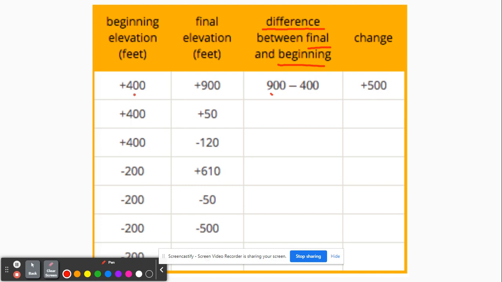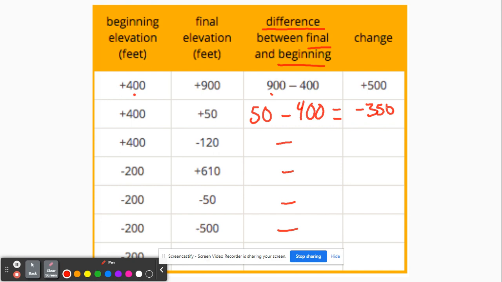So let's look at the next one, final and beginning. So my final is 50. We're doing subtraction for all these, and if you want to put that in right now, you can. And then my beginning is 400. So 50 minus 400 is a change of negative 350 feet. And what that means is I started at 400, I went down 350 feet and ended up at 50.